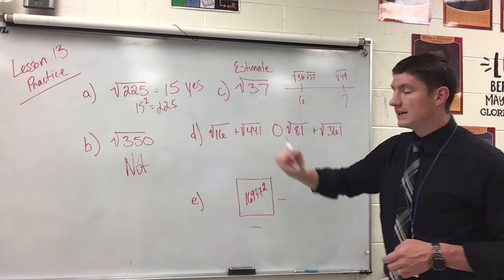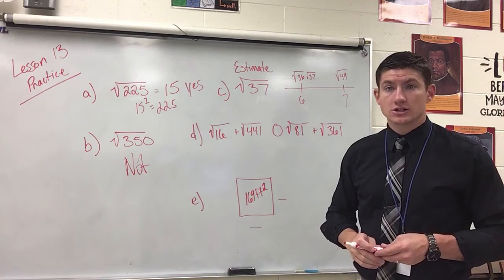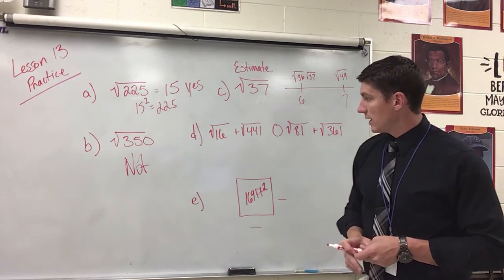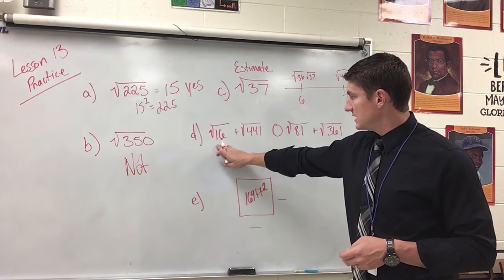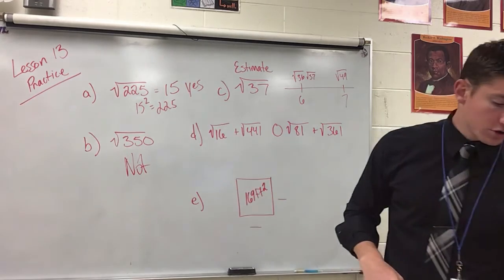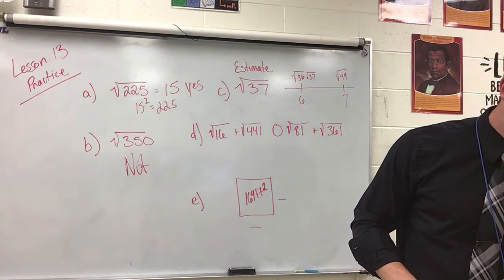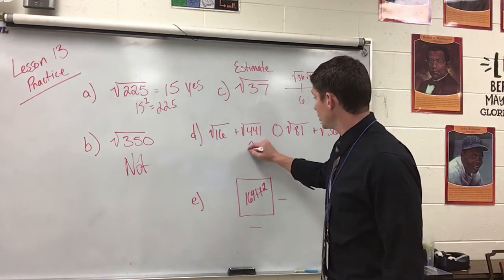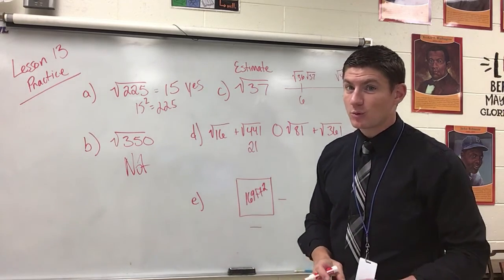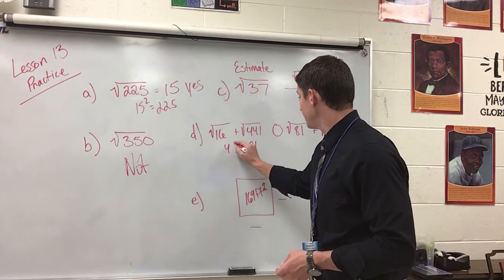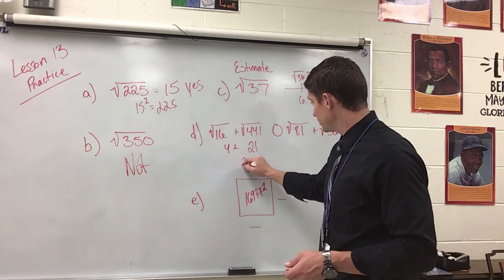In letter D, it asks us to compare using our knowledge of perfect squares. Here we have square root of 16 plus the square root of 441. Square root of 441 is actually 21. It goes a little bit beyond what we learned today. Square root of 16 is 4. 21 plus 4 is 25.